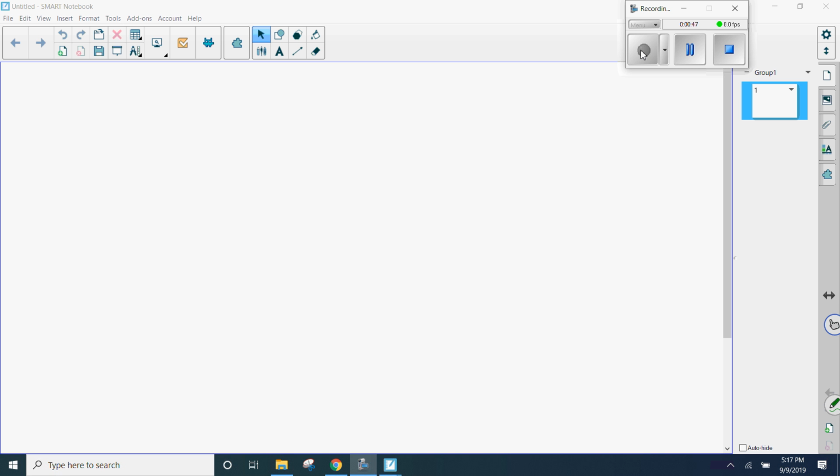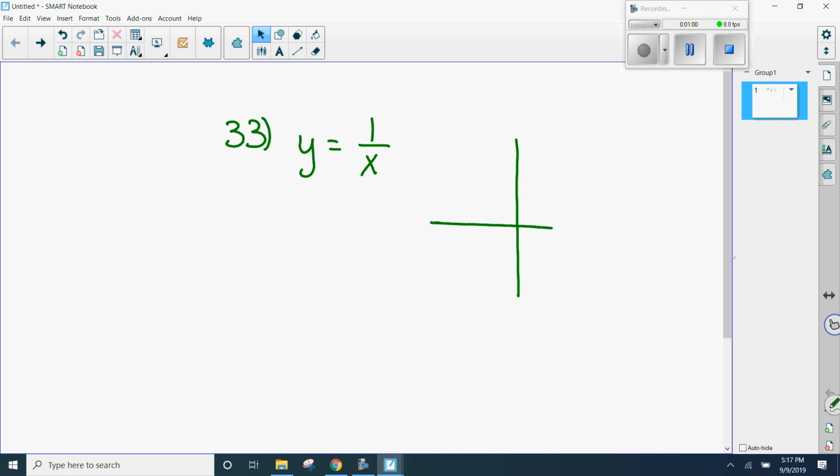So if I were to look at 33, it says y is equal to 1 over x. The general graph of the function y equals 1 over x is a parent function. The graph looks something like this. It's going to be in quadrant 1 and quadrant 3. It's going to have a vertical and a horizontal asymptote, which are the x and the y axis.